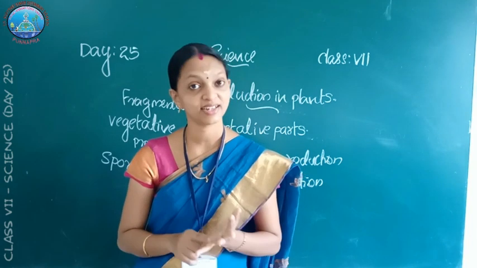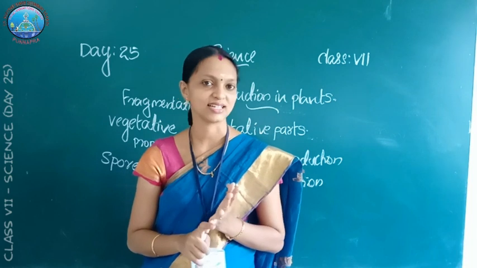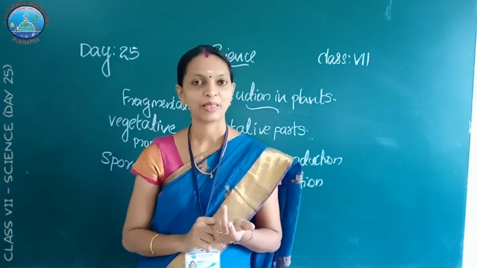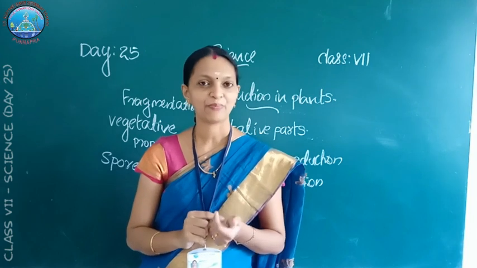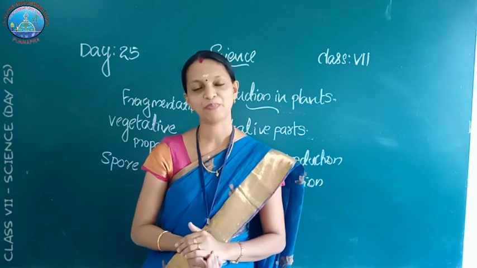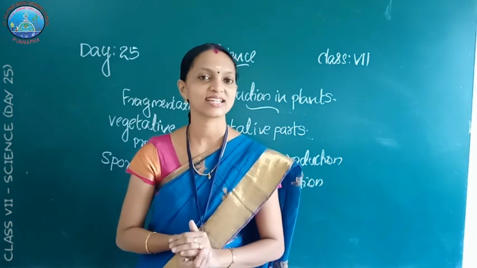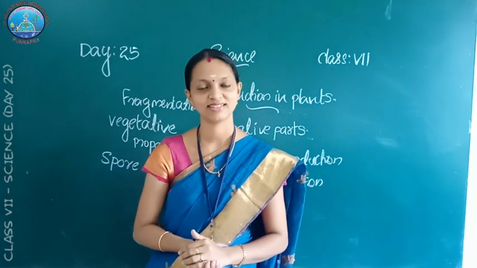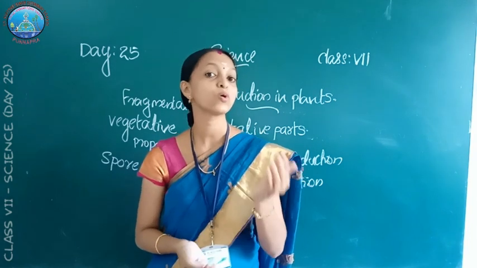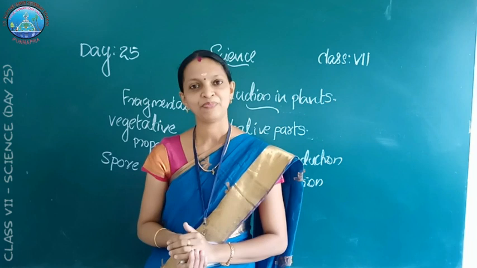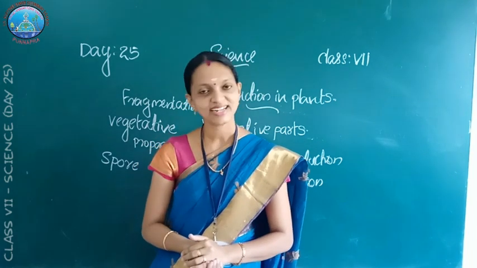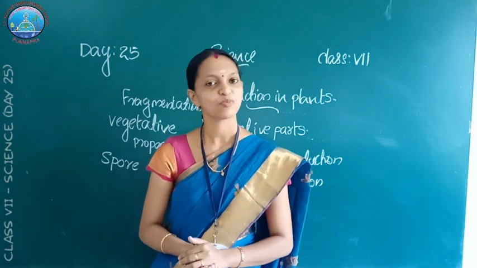First we discussed cutting. Example, hibiscus, jasmine plant. Then budding, yeast. Then buds, potato. Then reproduction from roots, example, sweet potato. Reproduction from leaves, example, bryophyllum plant. Then spore formation, example, moss and fern. Then fragmentation, example, algae. Okay, dear children, this portion is over.